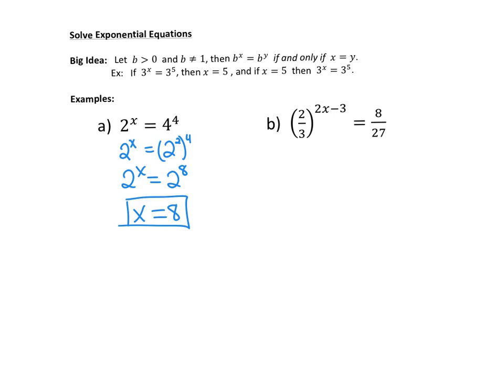You could check this, and so we would have 2 to the 8 equals 4 to the 4th. That's true. Both of those equal 256.